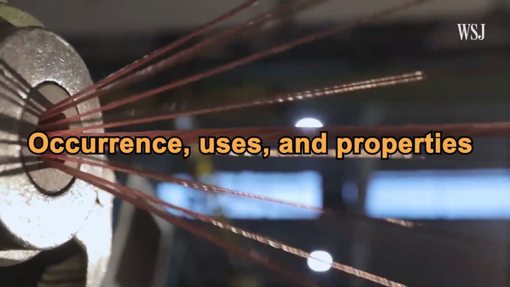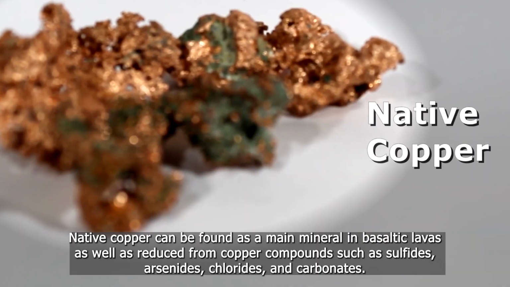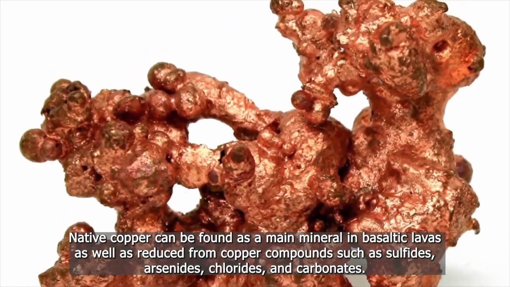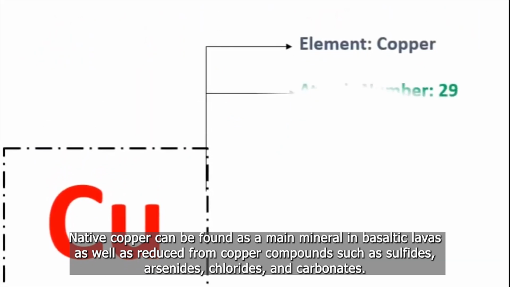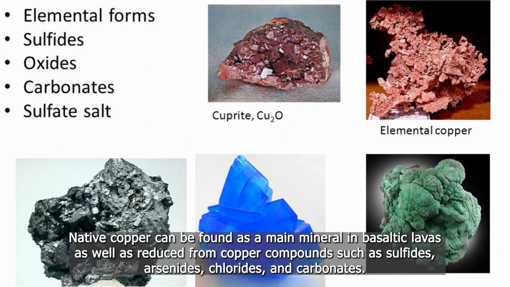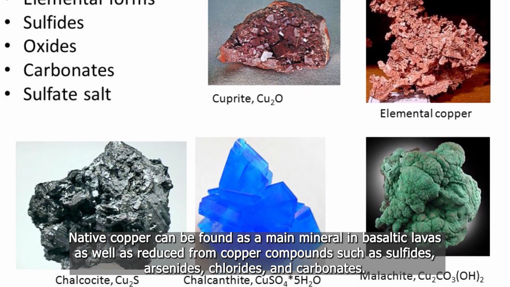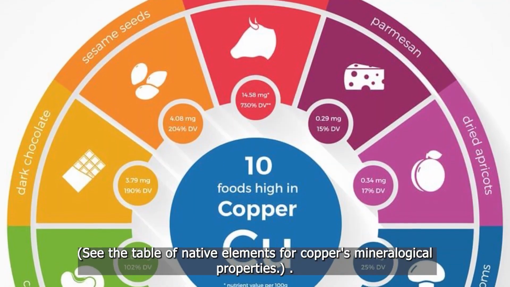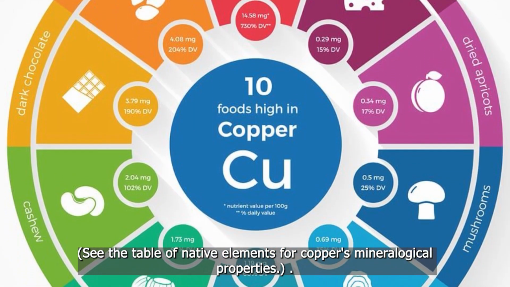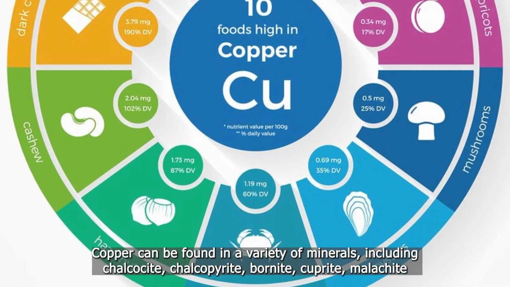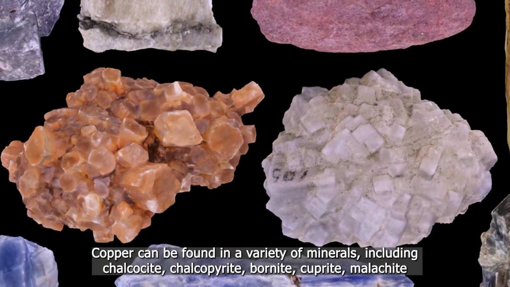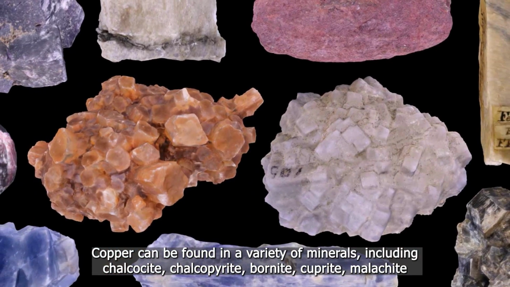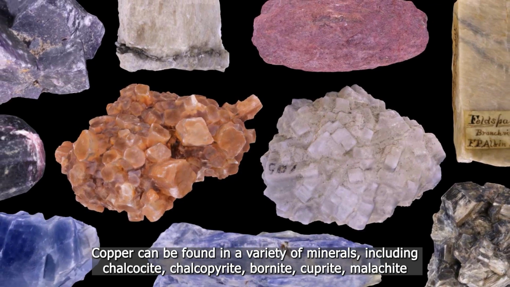Occurrence, uses, and properties. Native copper can be found as a main mineral in basaltic lavas, as well as reduced from copper compounds such as sulfides, arsenides, chlorides, and carbonates. See the table of native elements for copper's mineralogical properties. Copper can be found in a variety of minerals, including chalcocite, chalcopyrite, bornite, cuprite, malachite, and azurite.